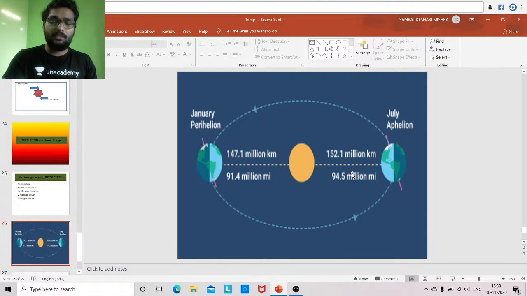For that purpose during perihelion the earth receives more insolation than aphelion. In aphelion earth receives less insolation because the sun is farther away, and automatically the amount of insolation will decrease.